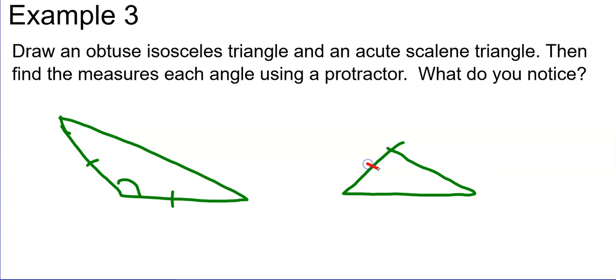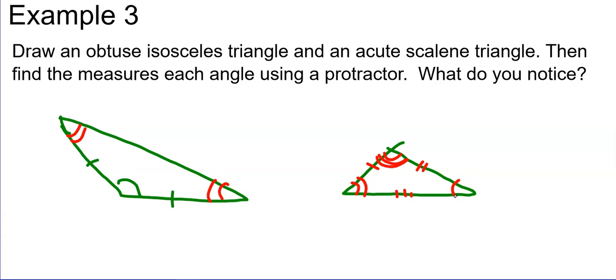And we're going to say this and this and this are all different measurements, and all the angles are acute. All right? If you measured all the angles, you would notice a couple things. You would notice that these angles would be equal to each other. You would notice that all these angles are different measurements. All right?